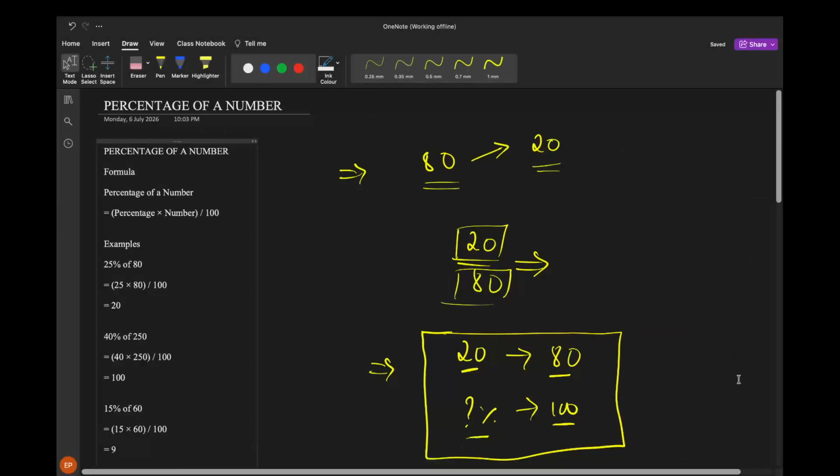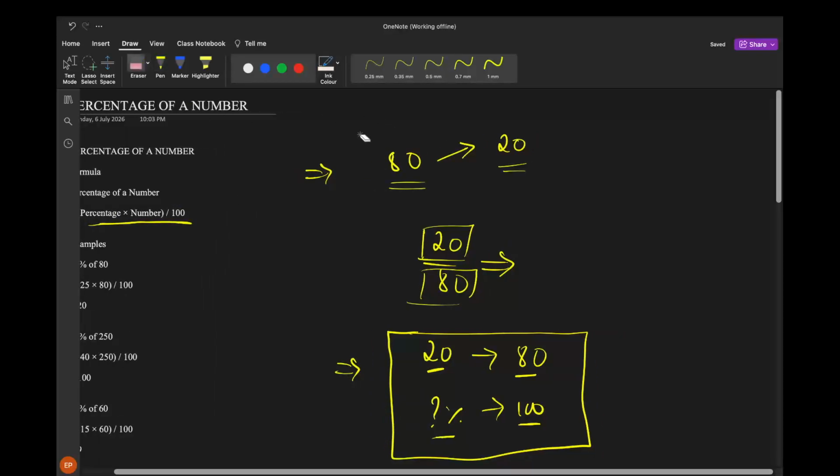Hello everyone. In this video, we'll see percentage of a number. Percentage of a number means percentage into number divided by 100. Let me tell something here.